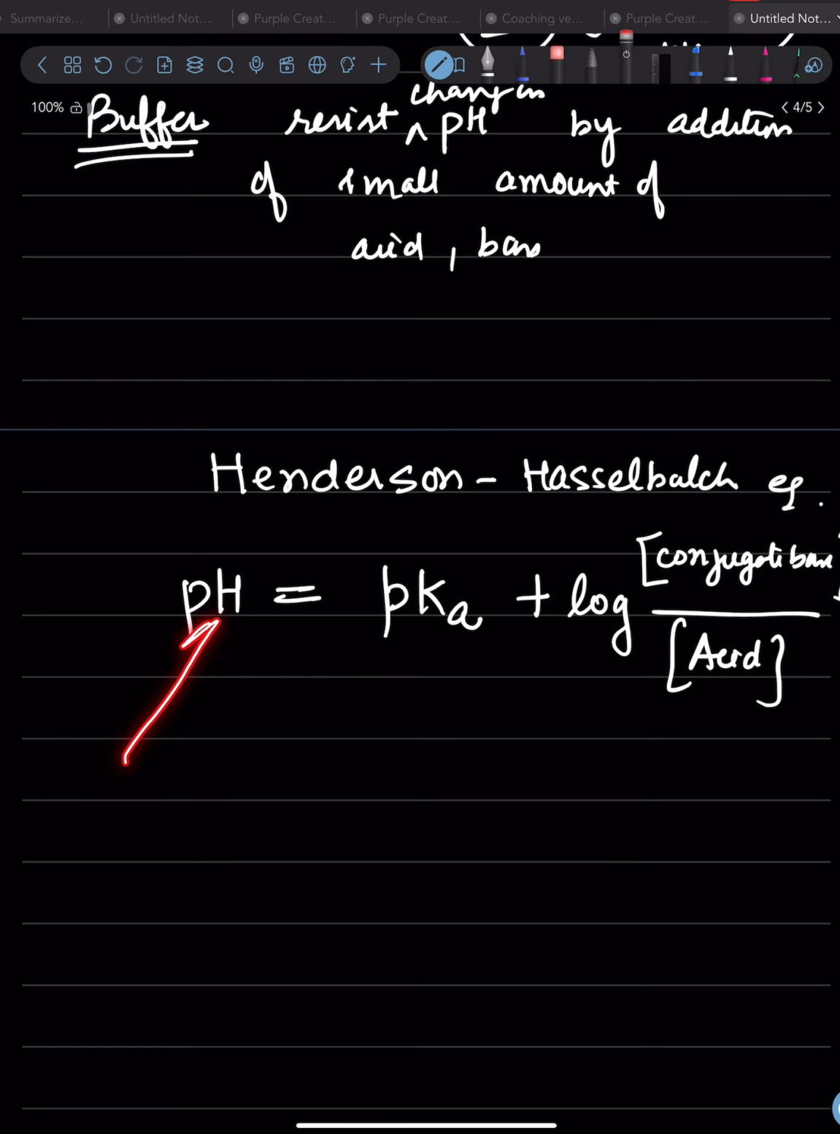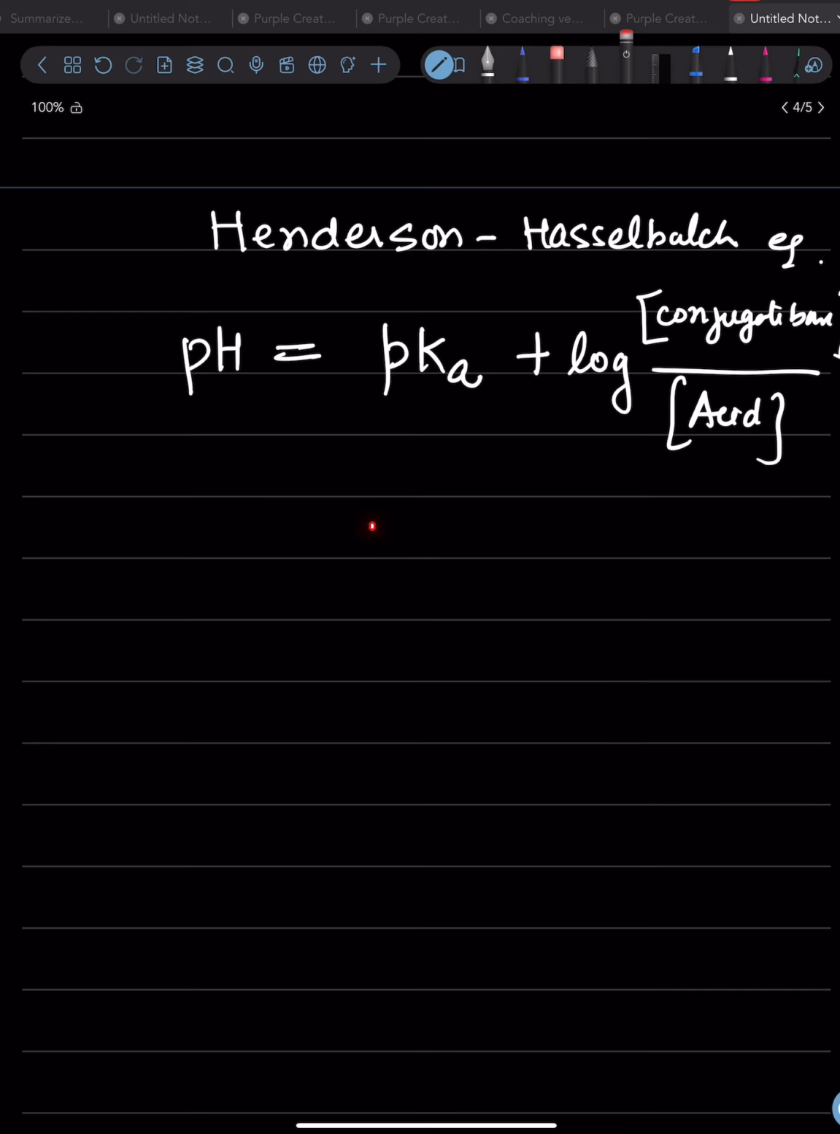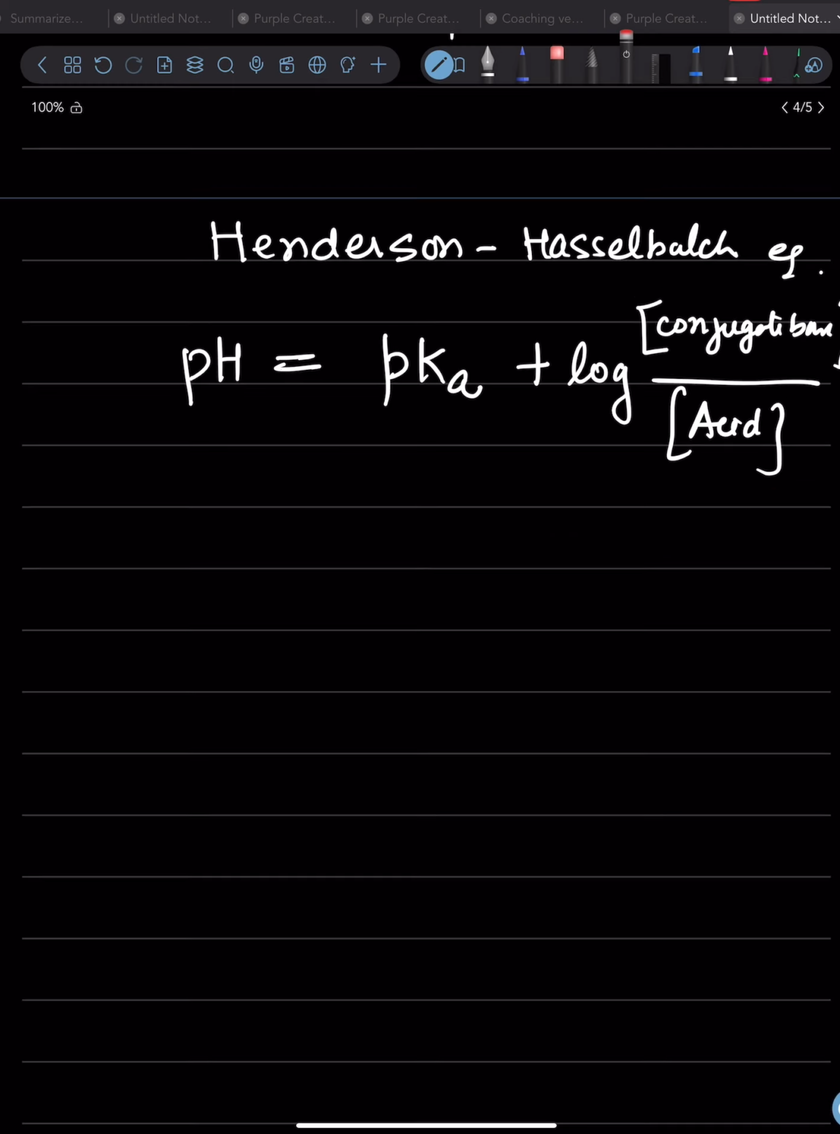Do you know the meaning of pH? It is negative log of the concentration of hydronium ion, or H positive ion. What is pKa? pKa is equal to negative log of Ka, where Ka is the acid dissociation constant. If the value of Ka is higher, that is a strong acid and it would have a smaller pKa. Conjugate base, you know the meaning of this, and the acid is something which gives H positive ion.